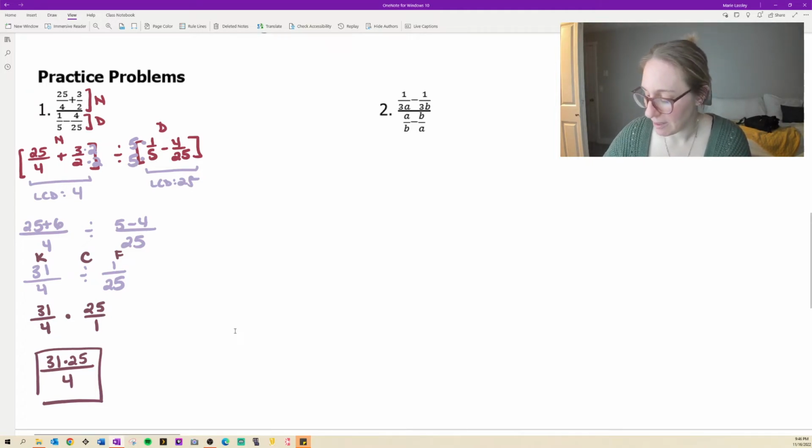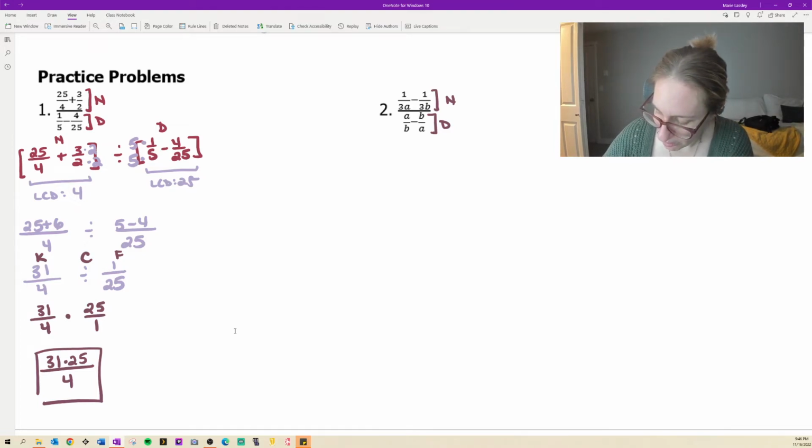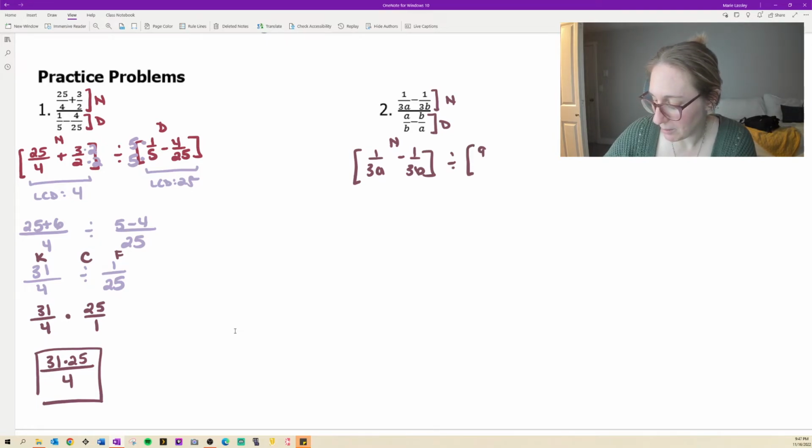So we're going to run through the same thing. We've got our numerator and our denominator. Now we're going to rewrite this. So numerator is 1 over 3a minus 1 over 3b divided by a over b minus b over a. That's the denominator. All right, next up is to find my least common denominator.